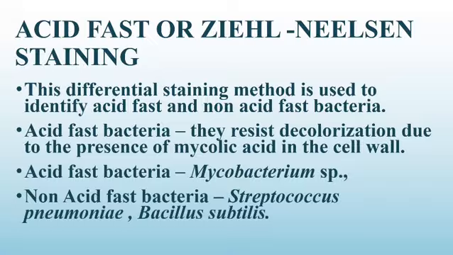The examples for your acid fast bacteria are your Mycobacterium species, that is your Mycobacterium tuberculosis, Mycobacterium bovis, etc. And examples of non-acid fast bacteria are your Streptococcus pneumoniae and your Bacillus subtilis.